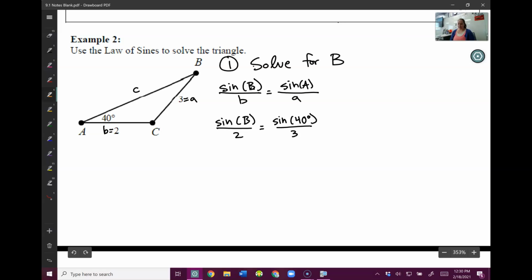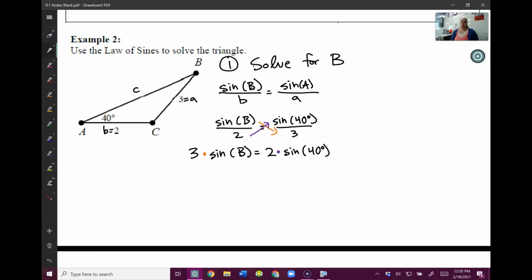We're going to start with the same thing we did last time, using that cross multiplying rule. So 3 sine of capital B equals 2 sine of 40. There's my orange arrow multiplying. There's my purple arrow multiplying.